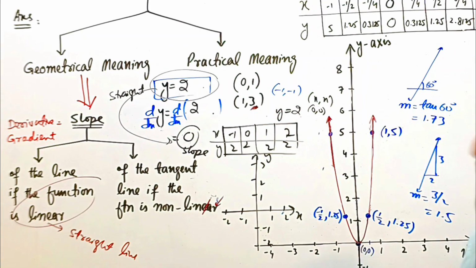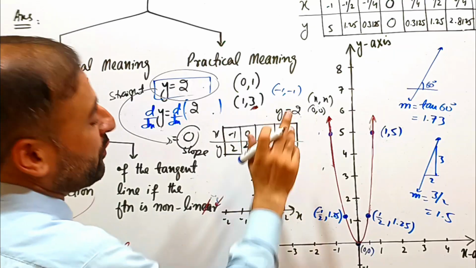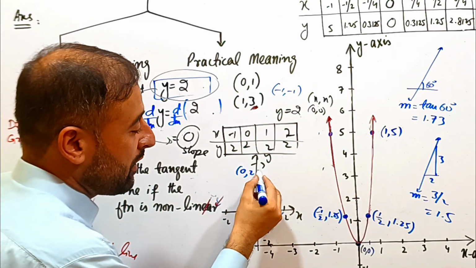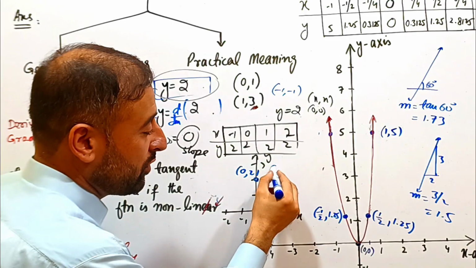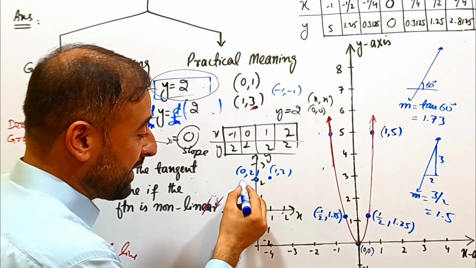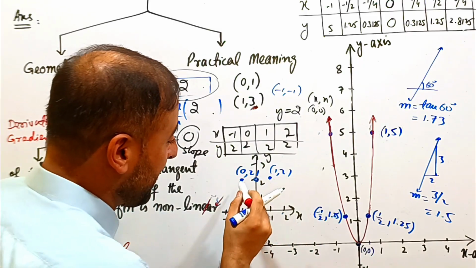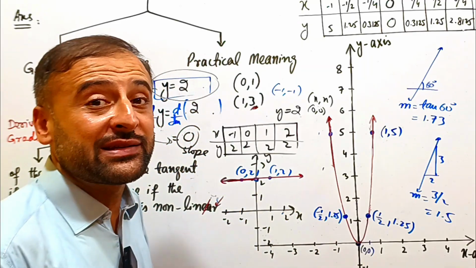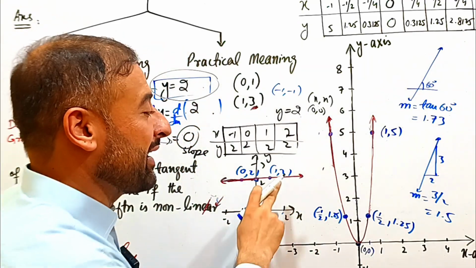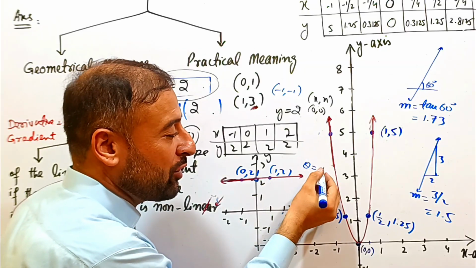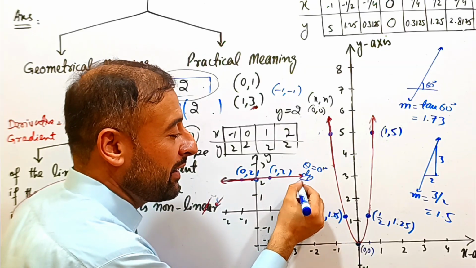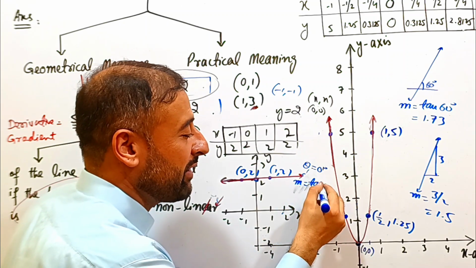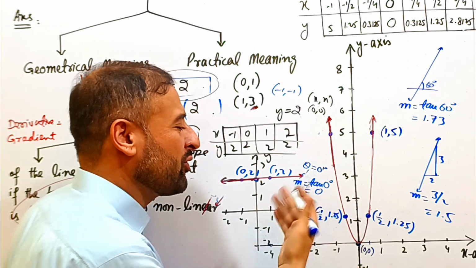Y has to be 2. So whatever is the value of x, y will be 2. If x is 0, y will be 2. If x is 1, y will be 2. Right, students? If x is minus 1, y will be 2. This is the straight line, and it has no rise. Or you could say that its angle is 0. And if the angle is 0, the derivative, the slope, will be 0, because tangent theta is the slope, and tangent of 0 is equal to 0.